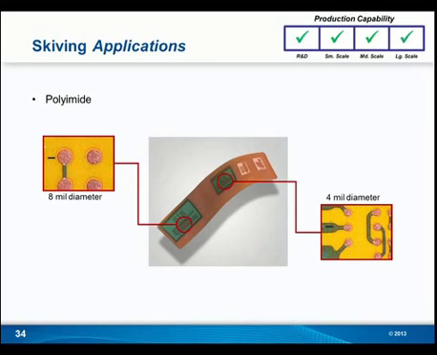So this is one of the Skyping applications you could see on the market today pretty often. In this case, you're removing polyimide to expose a copper pad below. The great part is that you have such control of the laser that you're able to control the diameter of your opening very well. So in this case, on your left, we have an 8 mil diameter opening that's a little bit larger than the pad itself. And the reason for that is because the customer requested it that way.